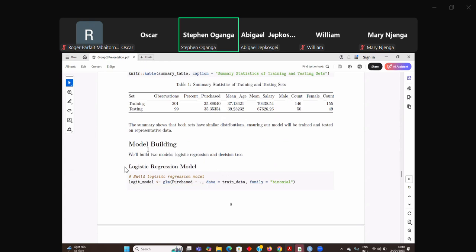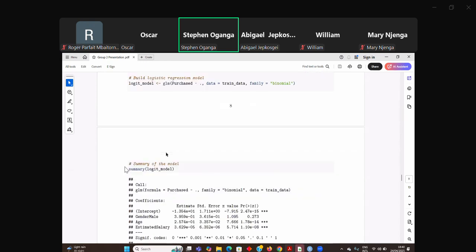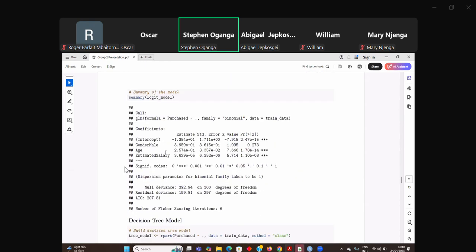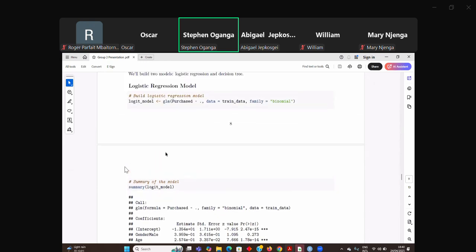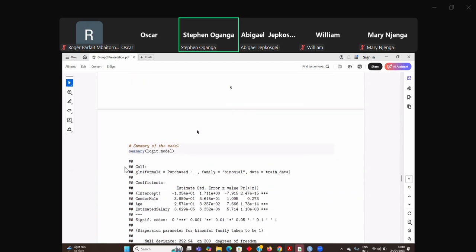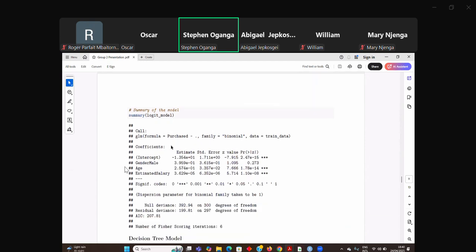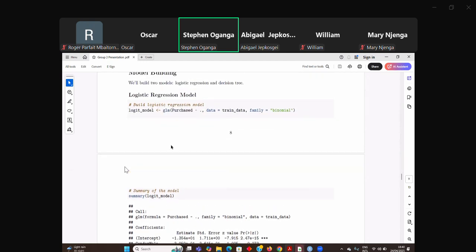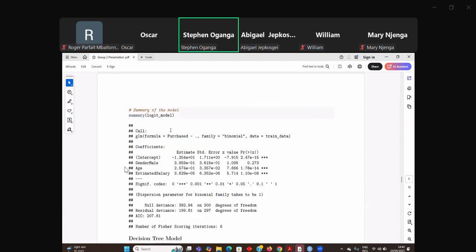So we had to build two models, one for logistic regression, and the other one was for the decision tree model. So this is the code on how to do the logistic regression model. And as we know, the logistic regression model comes from the binomial family. So this is how you go about it. And this is the summary of the output that the model gave.